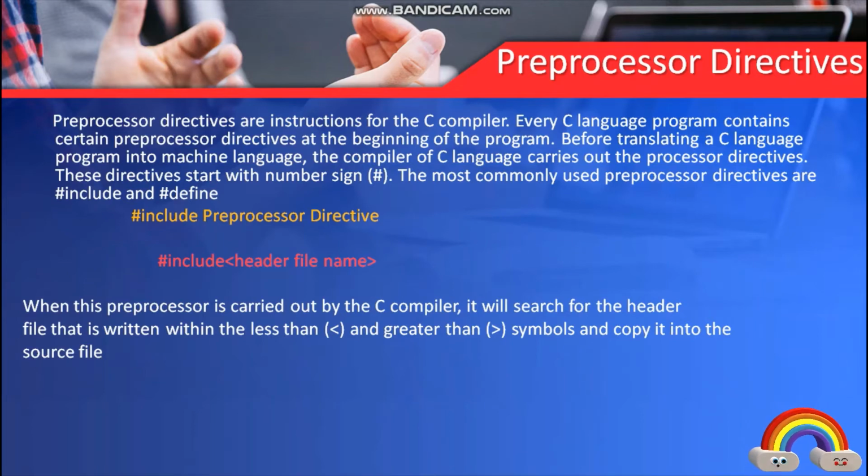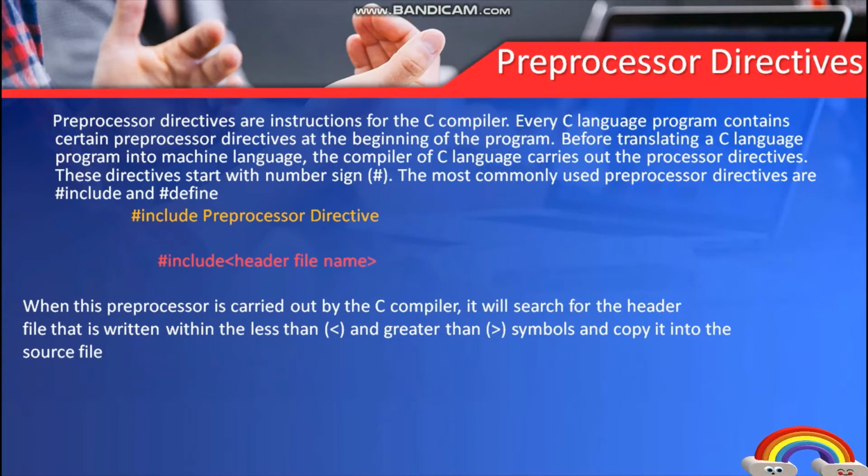Like in the last topic we covered header files, so we use the header files within these preprocessor directives. And these preprocessor directives are always used at the beginning, at the top of the program, and they should start from the hash symbol. We have two different preprocessor directives. One is include and the second is define.